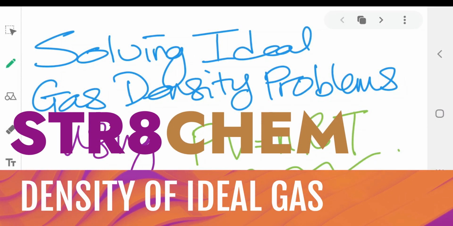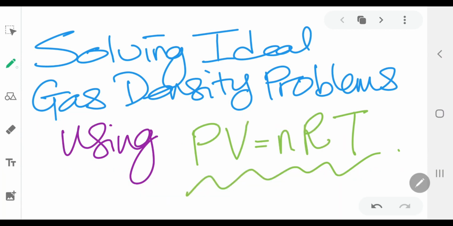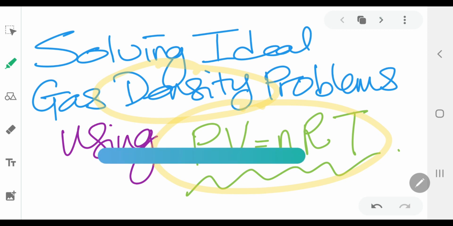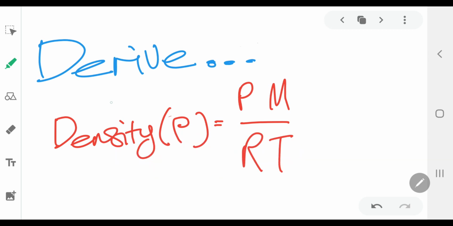Hi, in this session of STR8CHEM, we're going to learn how to find the density of an ideal gas by using PV equals nRT. What we're trying to do first is change this into a formula that we can use to find the density of the ideal gas. So what we need to know now is how to get this formula from PV equals nRT.